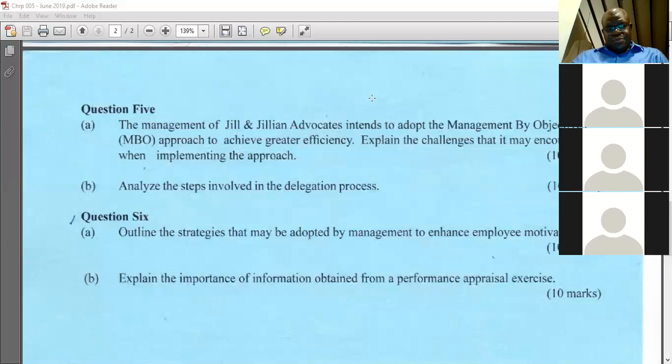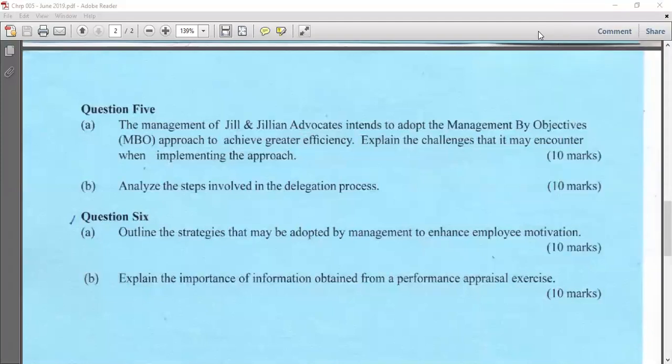What is delegation? As a manager, you don't do everything. A manager works through people. And a manager works through people through delegation or by delegating. So what is delegation? You are assigning your subordinates what is to be done, so that you are sharing some of the responsibilities.